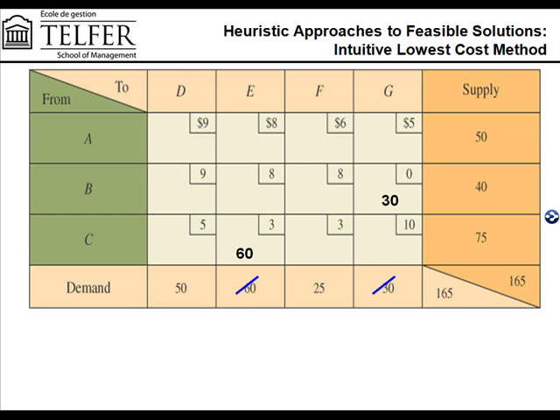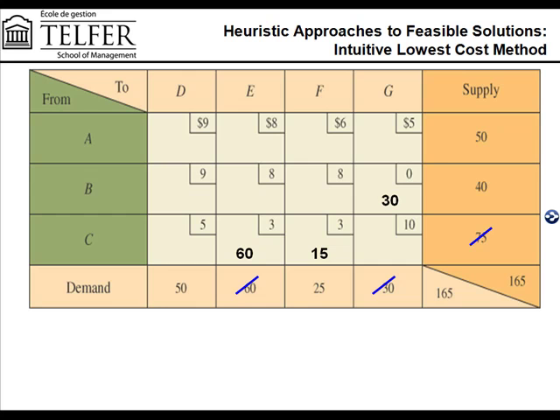The next cell that we have here is the $3 cell again, from C to F. F requires 25 units. C, you've already supplied 60, so C only has 15 more units that can be allocated elsewhere. So we will try and supply the 15 from C to F, which will exhaust the supply for supply point C.